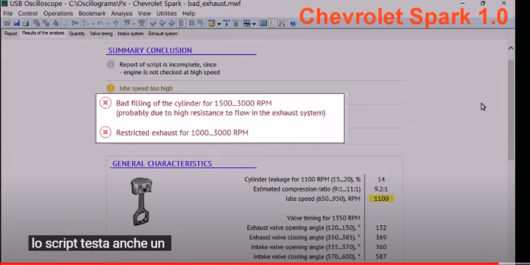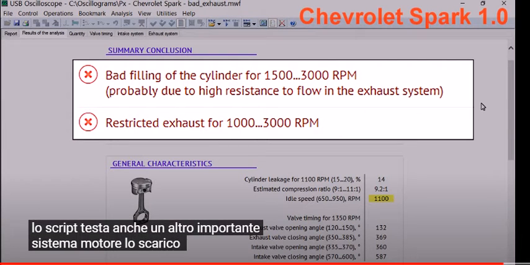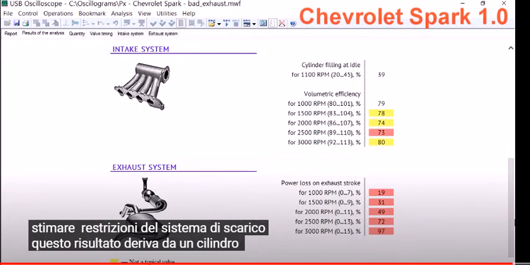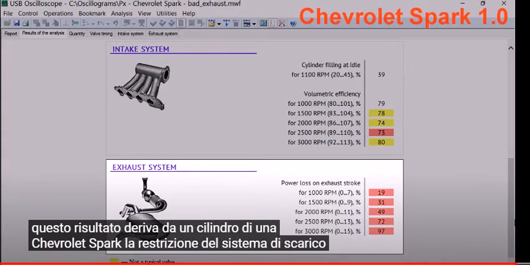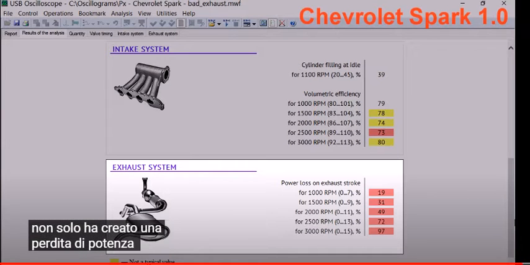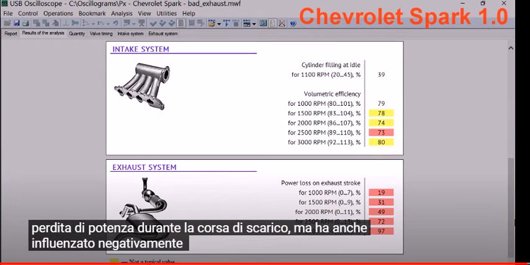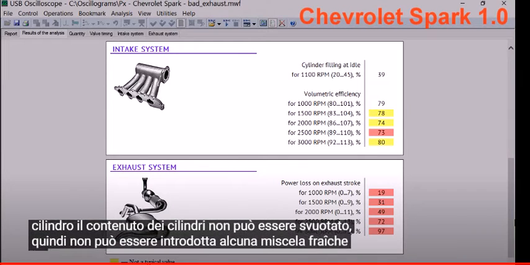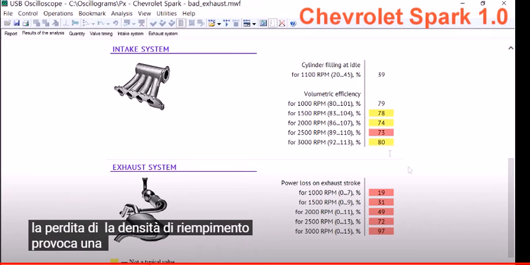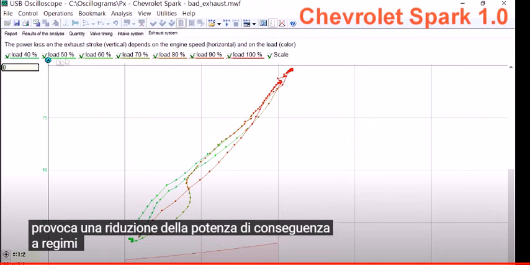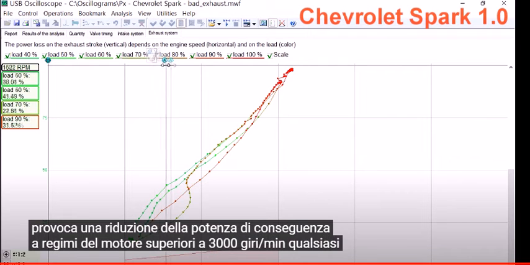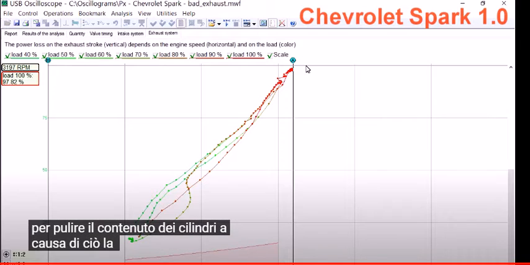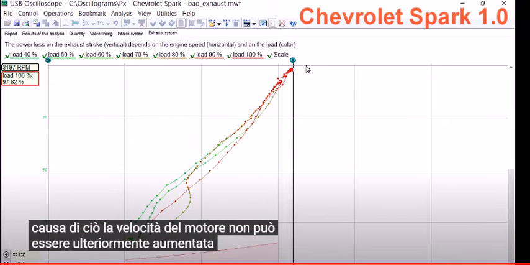The script also tests another important engine system, the exhaust. The script can estimate exhaust system restrictions. This result is from a cylinder of a Chevrolet Spark. The exhaust system restriction not only created a power loss during the exhaust stroke, but also adversely affected cylinder fill. The cylinder's contents could not be emptied, so no fresh mixture could be introduced. The loss of fill density causes a reduction of power. As a result, at engine speeds above 3,000 RPM, any power developed by the cylinder is spent on clearing the cylinder's contents. Because of this, the engine speed cannot be increased any further.